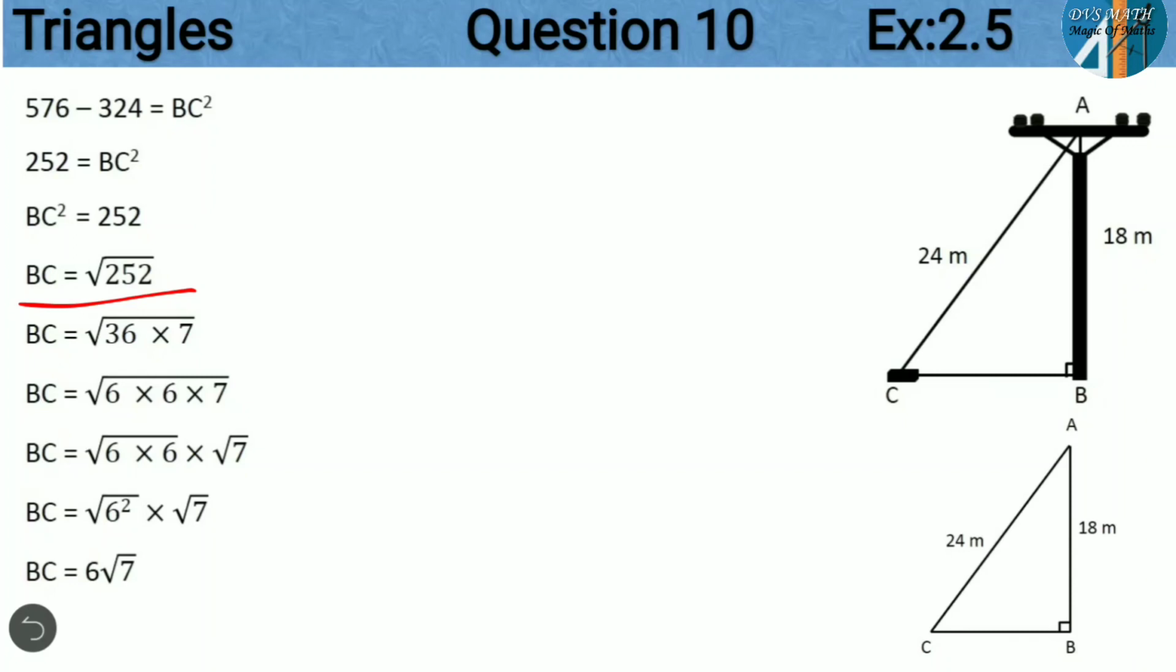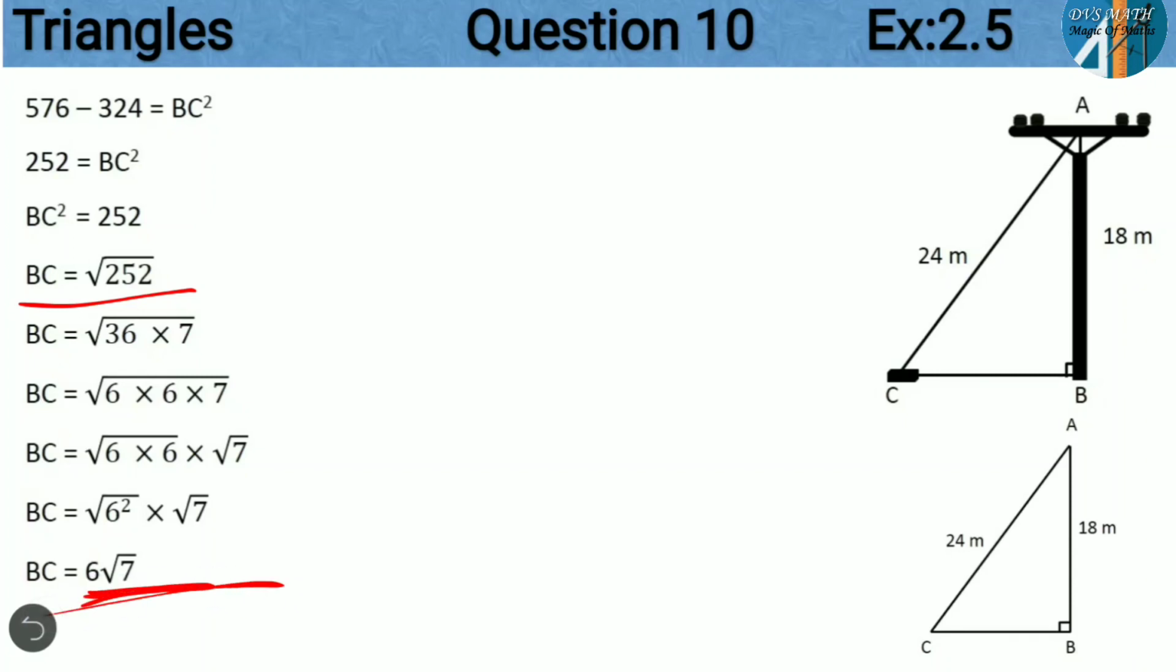Why 36, can't we take another number? Yes, 25, 36, 49, anything else. But a perfect square, when multiplied by the nearest number, should give 252. Here the perfect square is 36. If you multiply 7 to that, you get 252. So 36 can be taken as 6 square. If you apply the square root separately, square root of 36 and square root of 7, the square root of 36 is 6. 7 is not a perfect square, so keep 7 as it is.